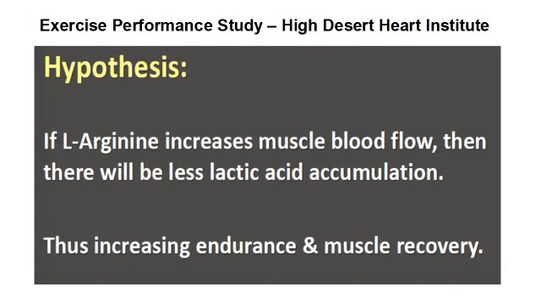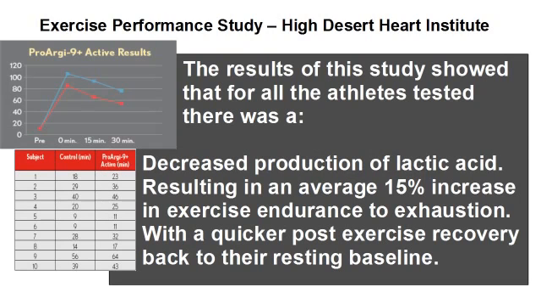This was the working hypothesis for an exercise performance study using the L-Arginine pathway for the creation of nitric oxide. Their hypothesis was this: if L-Arginine increases muscle blood flow, then there will be less lactic acid accumulation, thus increasing endurance and muscle recovery. The results of this study showed that for all the athletes tested, there was a decreased production of lactic acid, resulting in an average 15% increase in exercise endurance to exhaustion, with a quicker post-exercise recovery back to their resting baseline.